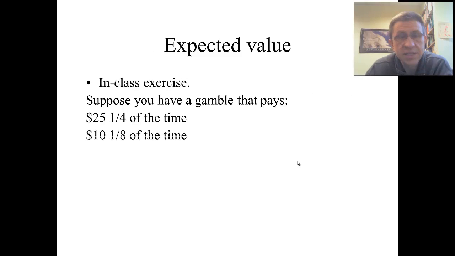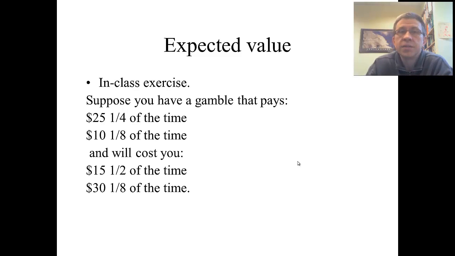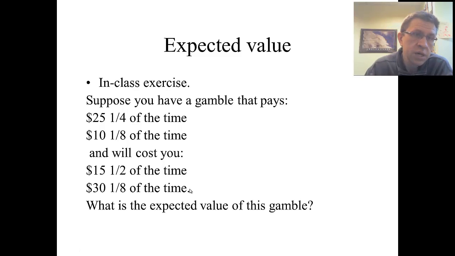So this says in-class exercise, similar to the drawing a spade example I asked earlier. I want you to work through this on your own and come to class having taken a shot at completing this. So suppose you have a gamble that 1/4 of the time is going to pay you $25, 1/8 of the time will pay you $10, but it will cost you $15 half the time and $30 1/8 of the time. What is the expected value of this gamble? I want you to work on that. Bring that to class, and we'll go through it together then.